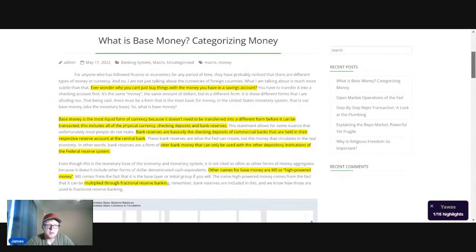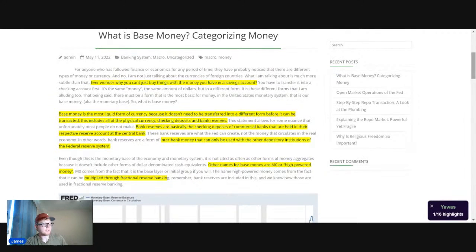One easy way to point this out: have you ever wondered why you don't have a debit card for your savings account, and you have to transfer money into your checking account before you can actually use your debit card? That's kind of what we're talking about here, the different ways dollars are stored, right?